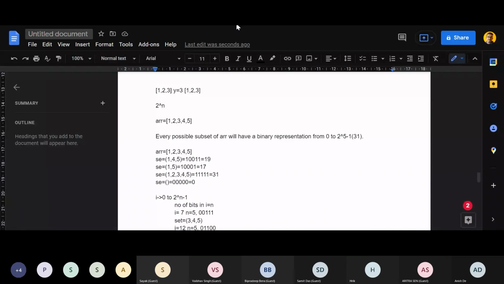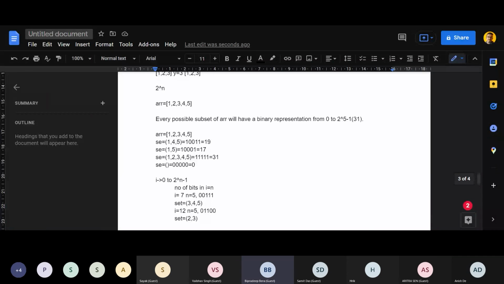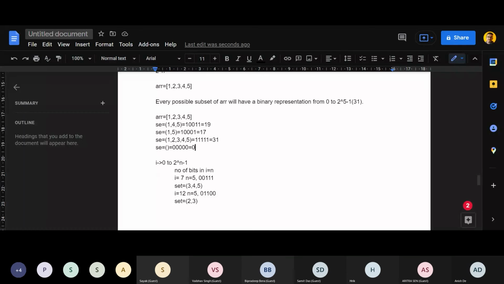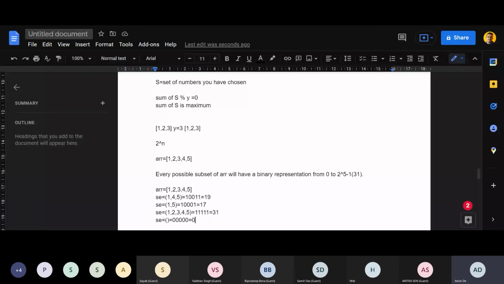Is this clear? Yes. So like this, you use bit masking to generate all possible subsets. The time complexity is 2 to the power n, but you are using less space complexity, because there is no recursion stack here. So I think in bit masking you need only this.